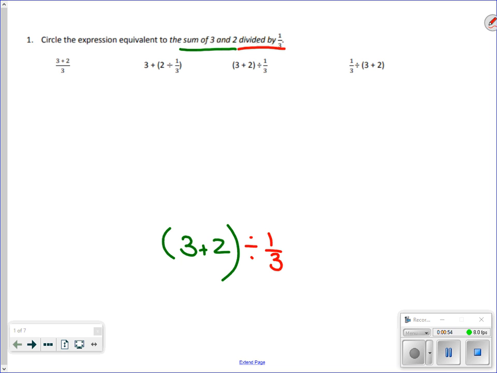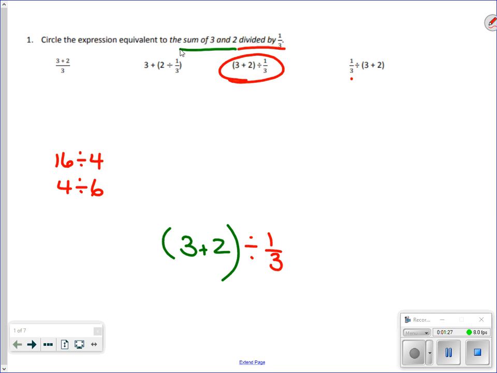There is another one though. But the one on the end, because divided by 1/3 is in the front, you cannot switch your division, so it's not the fourth one. 16 divided by 4 is not the same as 4 divided by 16. You cannot do that. So it cannot be this.